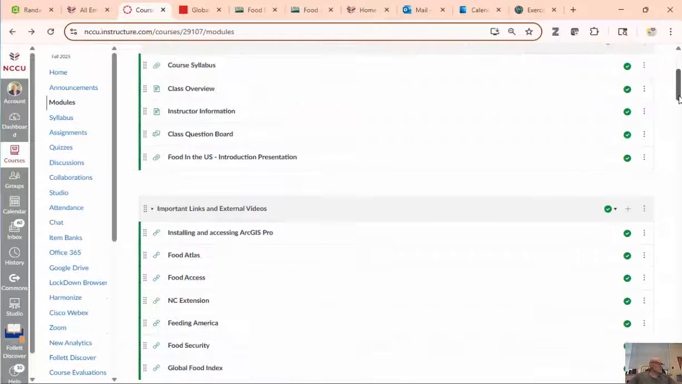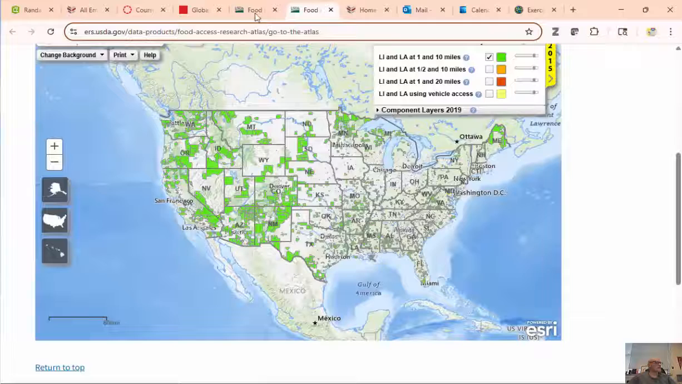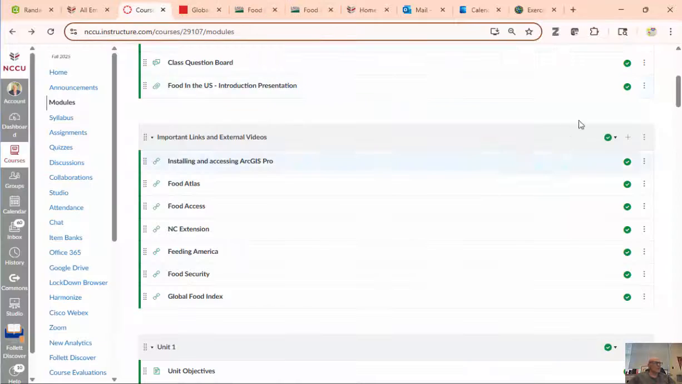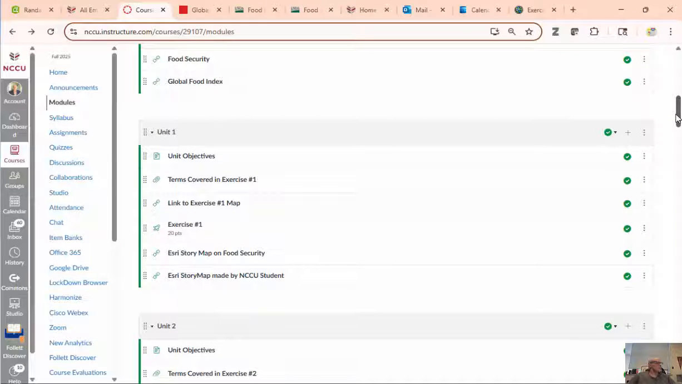You can see I have course information. I have important links and videos, such as the USDA Food Desert Atlas, the USDA percentage of fast foods, and other pertinent links. As this class progresses, we may be adding individual elements here so it'll look slightly different.